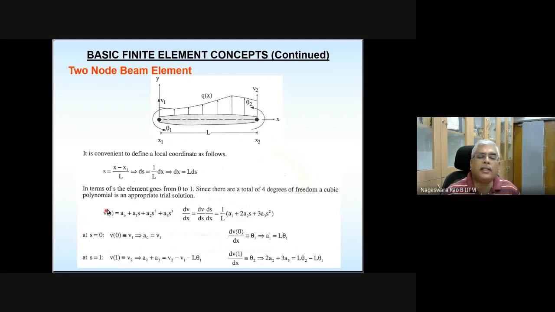And since V is in terms of S, you can easily take the derivative of this with respect to S. But if you want the derivative with respect to X, you need to use the chain rule. And that is the reason we developed this relation here. What is the relation between dx and ds? And then you can write dv over dx is given by this.